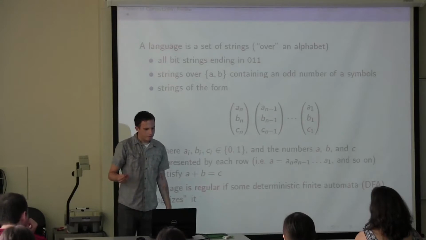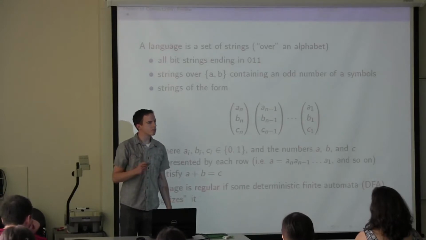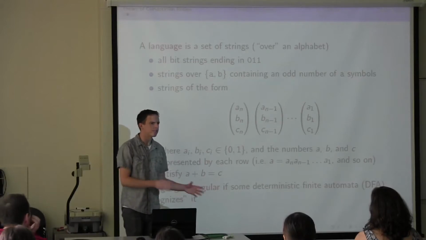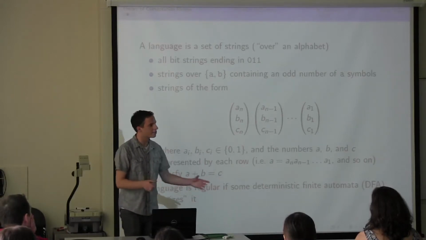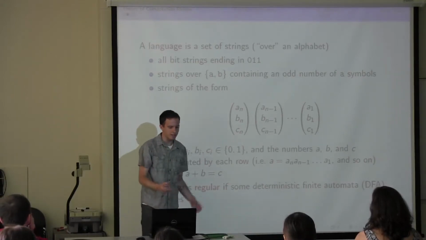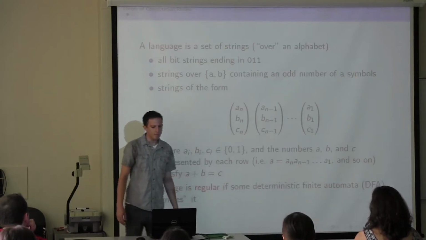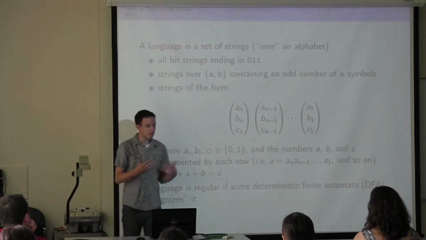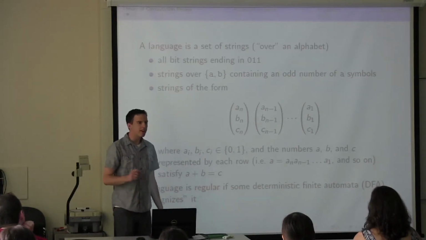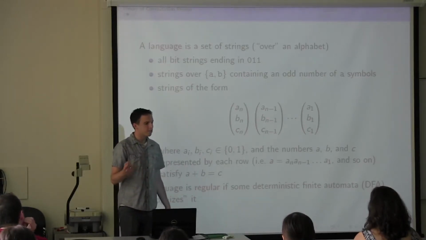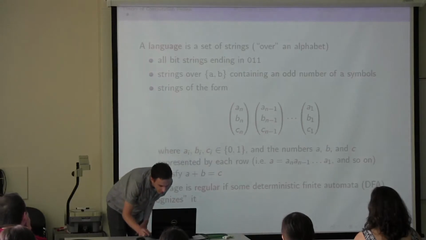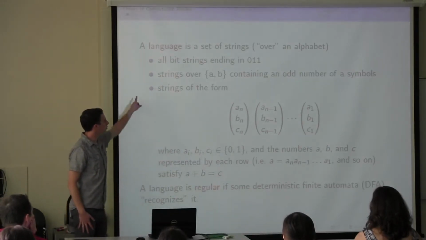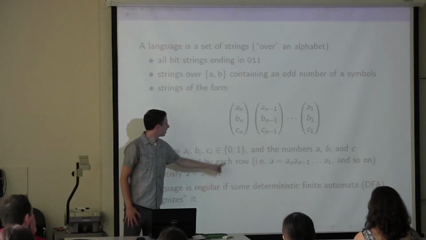Some examples are all bit strings ending in 0, 1, 1, right? That's an infinite set because you can prefix it with strings of any length. As long as it ends in 0, 1, 1, it's in this language. Another is strings over the alphabet containing A and B, so just strings containing A's and B's, containing an odd number of A symbols, right? Also an infinite set.